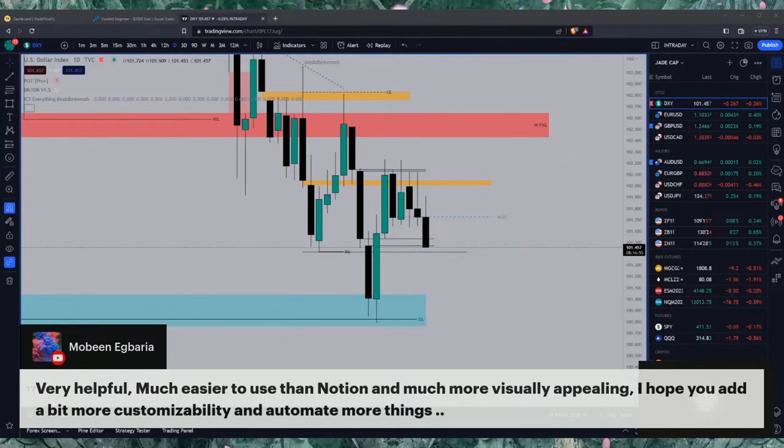I don't journal in Notion. I typically was using Edgewonk or TradeZilla. Right now, I'm having an issue with TradeZilla. For some reason, my risk rewards are not being calculated properly.